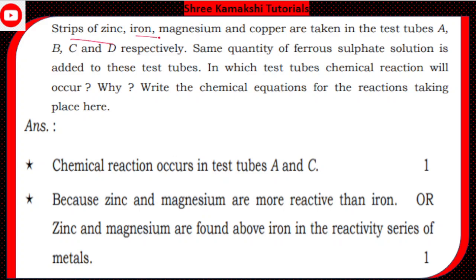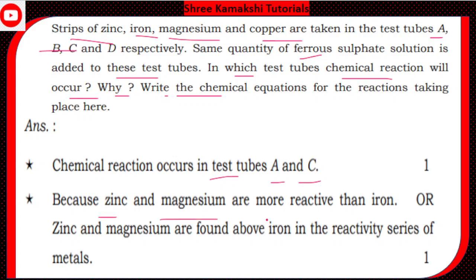Strips of zinc, iron, magnesium and copper are taken in test tubes A, B, C and D respectively. The same quantity of ferrous sulfate solution is added to these test tubes. In which test tube will a chemical reaction occur? Why? Write the chemical equation for the reaction taking place. A chemical reaction occurs in test tubes A and C.